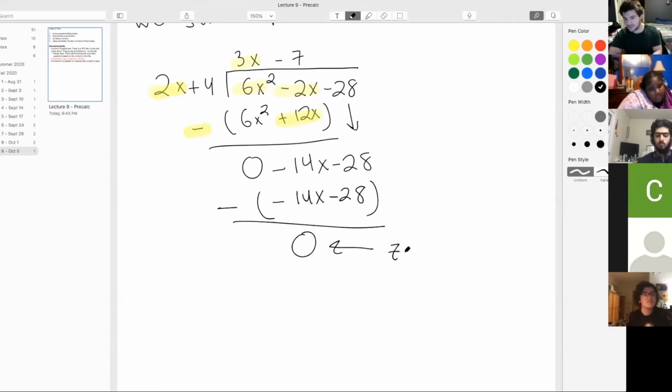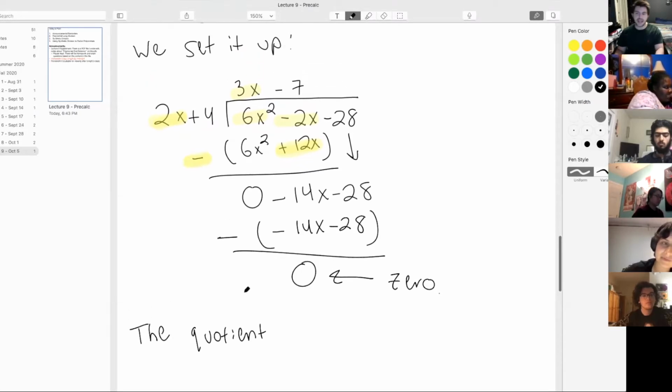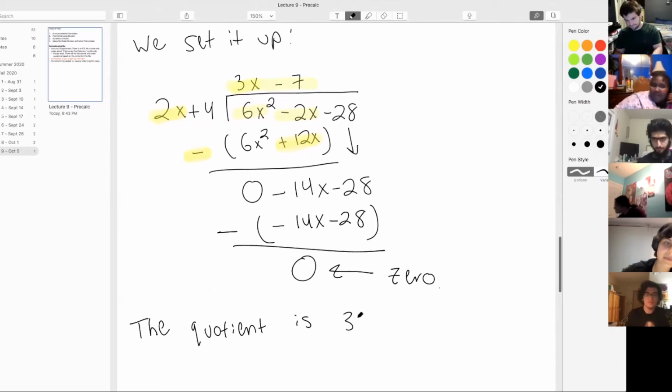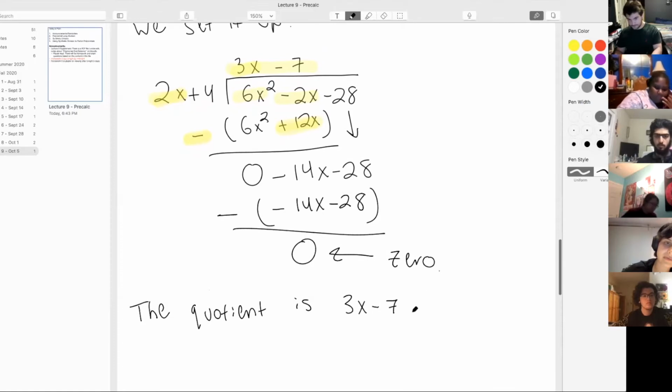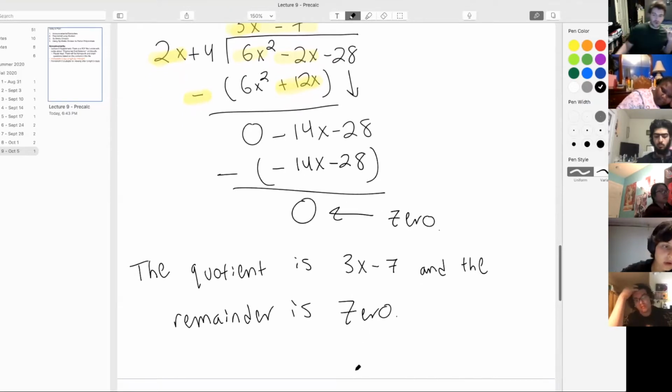Okay, so the remainder is 0, and we're finished. The reason why we're finished is because there's nothing else to bring down. Okay, so that's how you know you're done. Okay, so this is the conclusion. The quotient, aka your answer, is this top row that you came up with. So the quotient is 3x minus 7, and the remainder is 0. Okay, so that would be it.